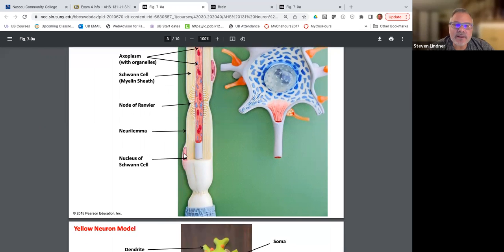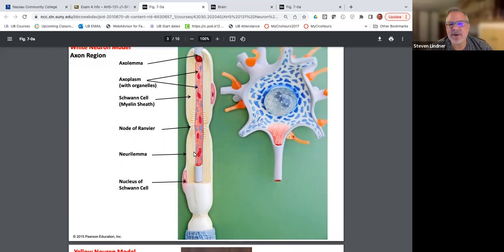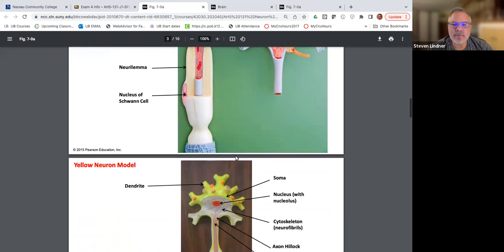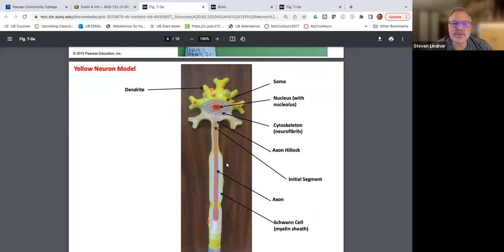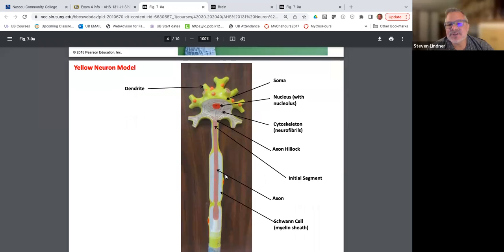Okay, and right here is just the nucleus of a Schwann cell. There are some other structures, but if I don't mention it, I'm not going to hold you accountable for it. Let's just, you know what, for funsies, let's just look at the yellow one. And again, just to show you on another model, some of the same structures that we covered. So the dendrites are these yellow branches. The soma is the cell body.